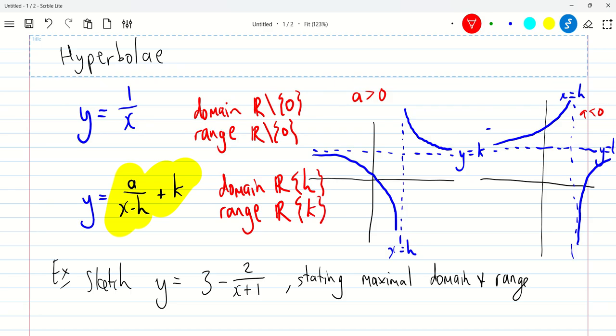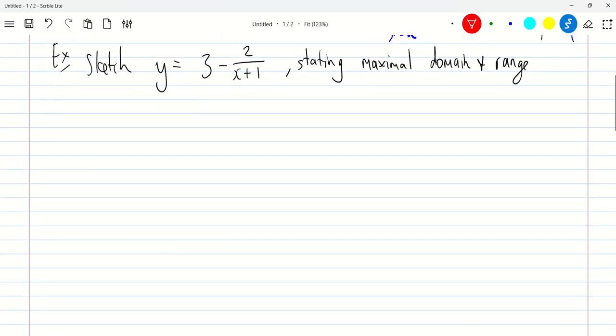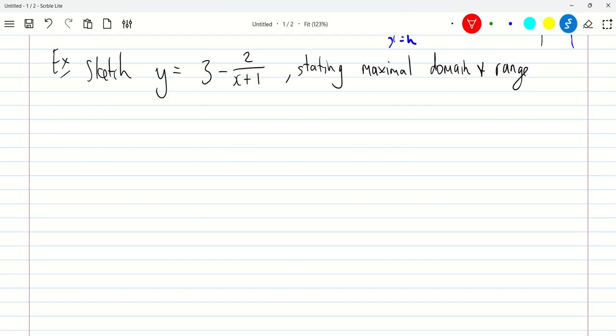k will also be not within the range. So I hope that makes sense. Let's go do a question to sort of make sure that gets more solid. Okay, all good. Let's try it out. So first question, sketch y equals 3 minus 2 over x plus 1, stating maximal domain and range.